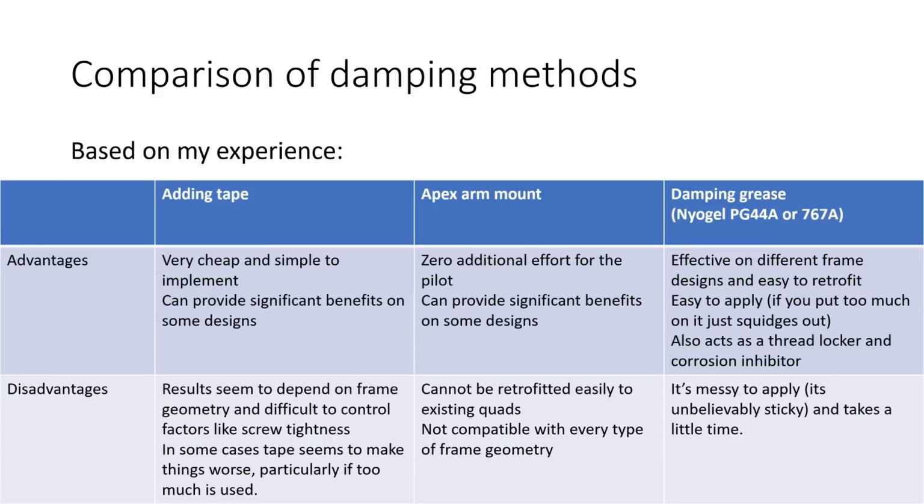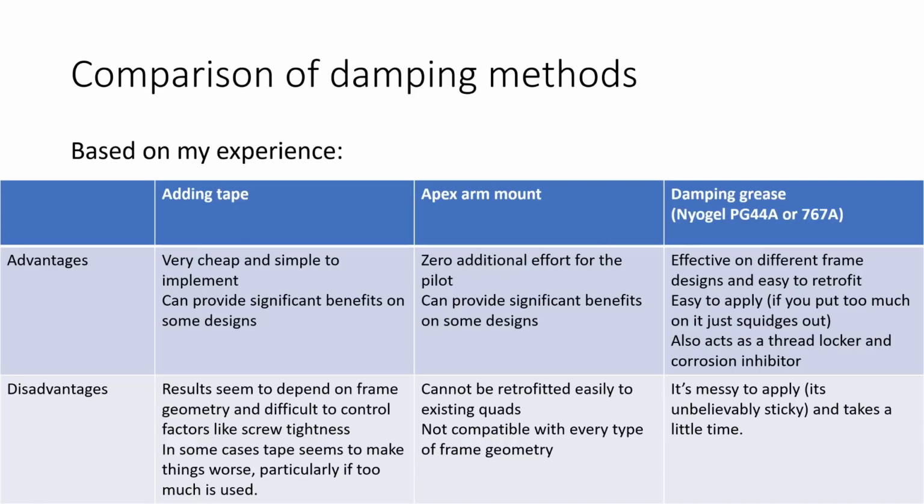And what I've found is that the results with the tape seem to depend on the frame geometry and factors that are quite difficult to control, like screw tightness. In some cases, tape seemed to make things worse on certain frames, particularly if you used too much. And that inconsistency is, I think, one of the real challenges with using tape for this application.